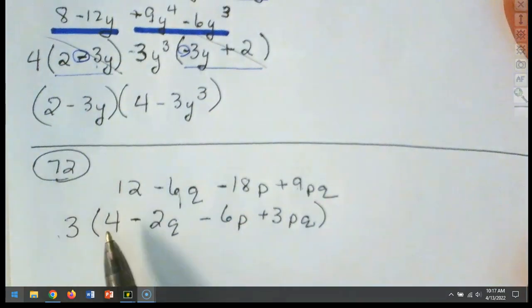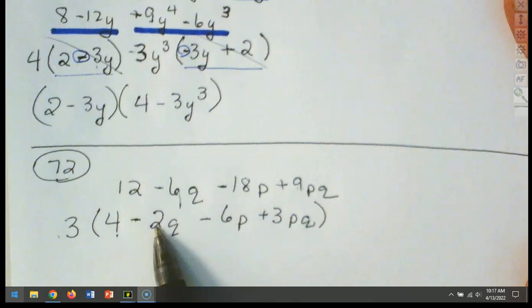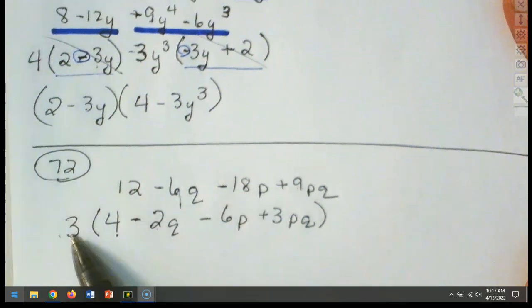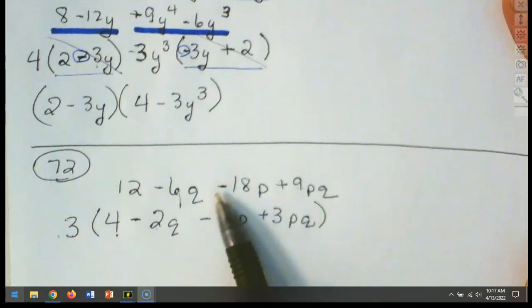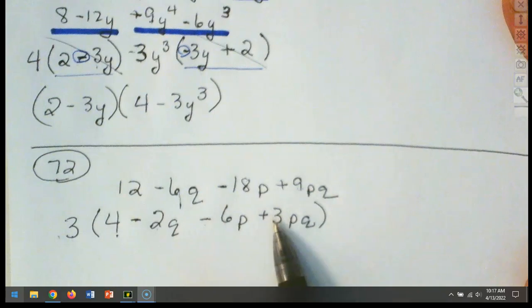Okay, let's double check and make sure we did it correctly. 12 divided by 3 is 4. That's right. 6 divided by 3 is 2. That's right. The negative just came down. 18 divided by 3 leaves you with a 6. The negative came down. 9 divided by 3 left you with a 3.